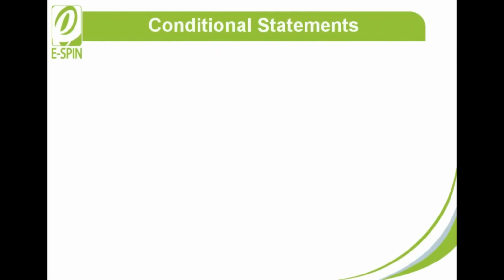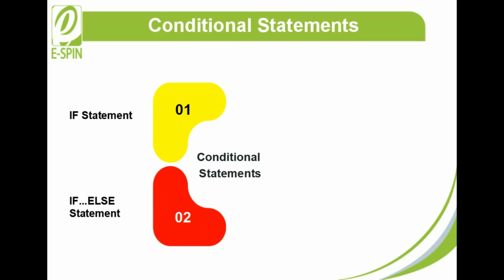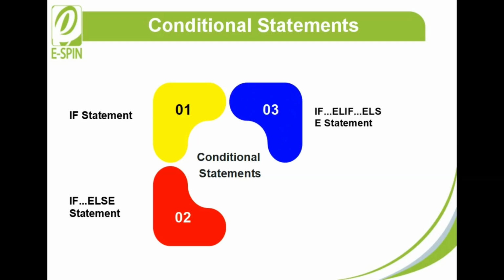Conditional statements allow a program to make decisions. They check a condition, something that can be true or false, and then decide what to do next. 1. If statement: used when we only want something to happen if a condition is true. 2. If-else statement: used when we want the program to do one thing if the condition is true, and another thing if it is false. 3. Else-if statement: used when there are multiple conditions to check. The program checks each condition in order until one is true.